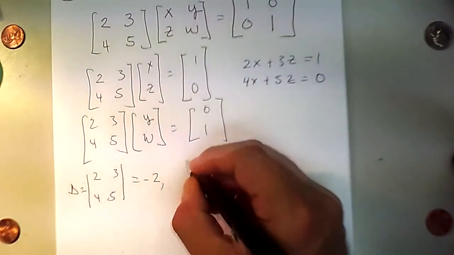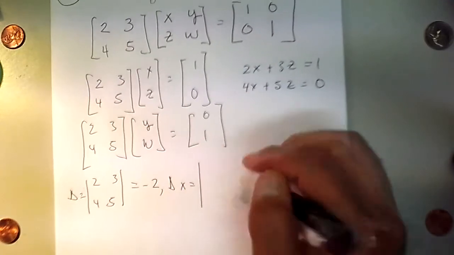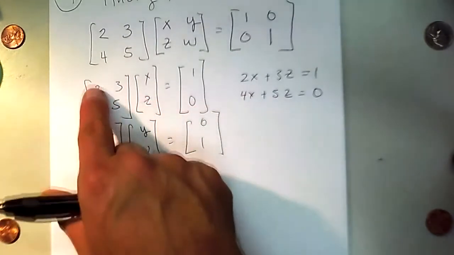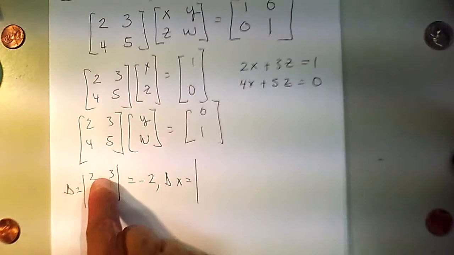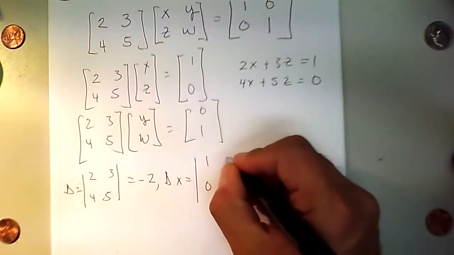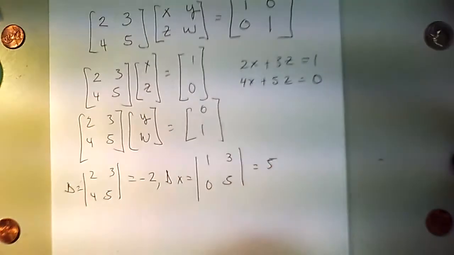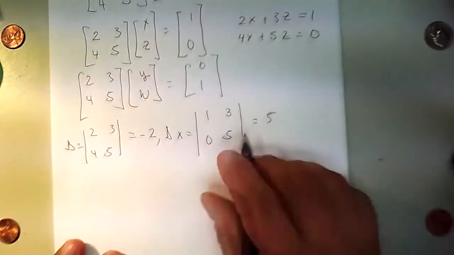Okay, determinant on x. So we're going to wipe off this column and replace it with 1, 0. So 1, 0, 3, 5. Of course that's going to be 5. That's easy. And then I was going to squeeze that in there, but let's do it here.